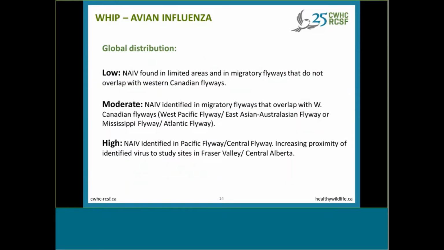So the definition for a low threat for global distribution is that an identified virus was outside Canadian flyways and did not overlap our flyways. A moderate level is that an identified virus was in a migratory flyway that overlapped Western Canadian flyways, so either Eastern Canadian flyways or the Asian flyways. And a high threat was avian influenza virus identified either in the Pacific flyway or the Central flyway.